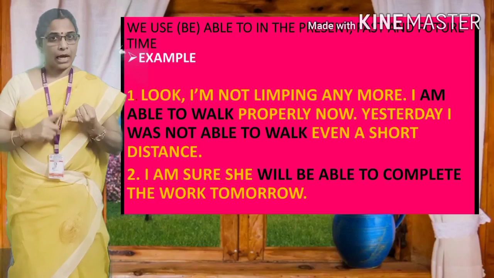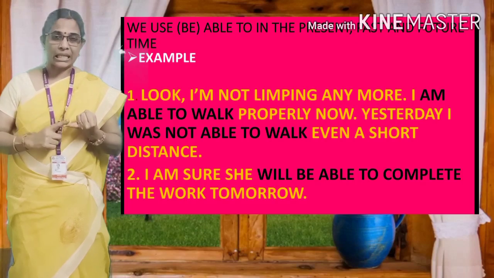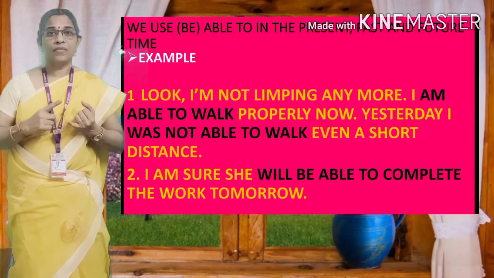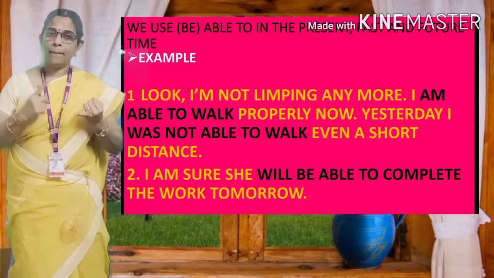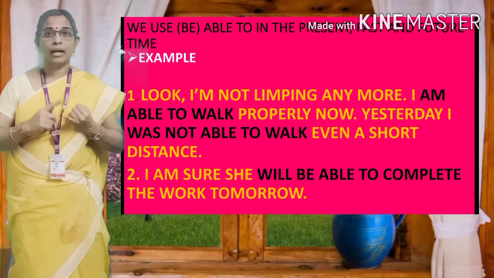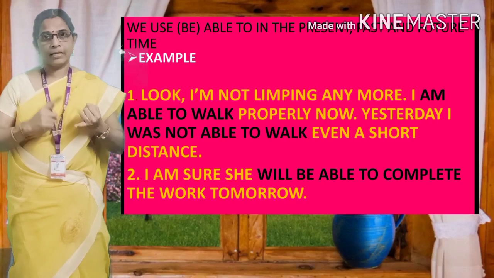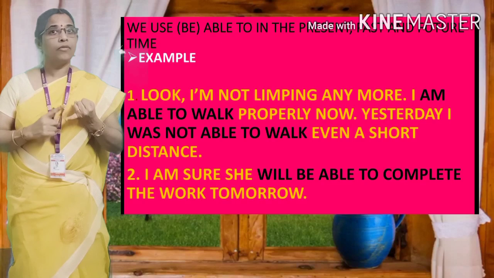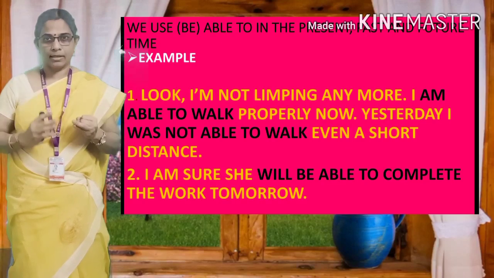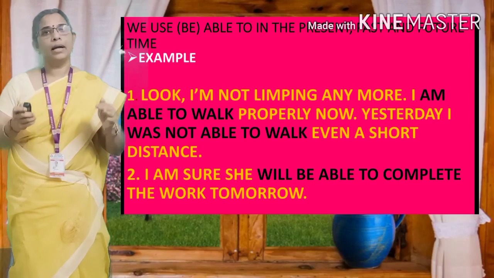These words we can use like could. Could we can use in past tense, present tense and future tense. The same way you can use the words be able to in past tense, present tense and future tense. Only the word can we will be using in present tense and future tense. But both the words could and be able to we can use in all the three tenses. Clear? It expresses the possibility and ability.